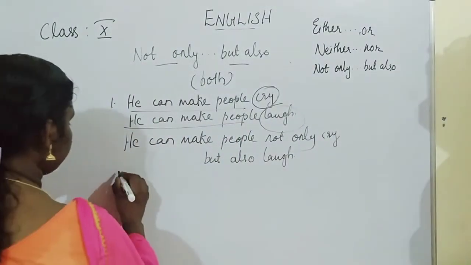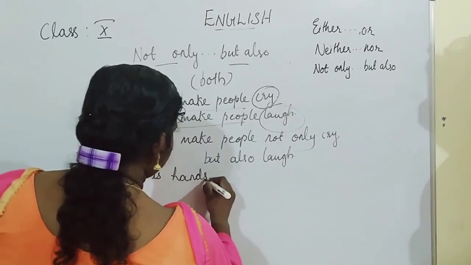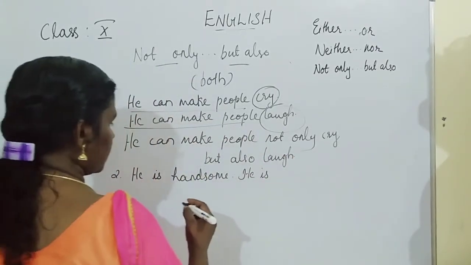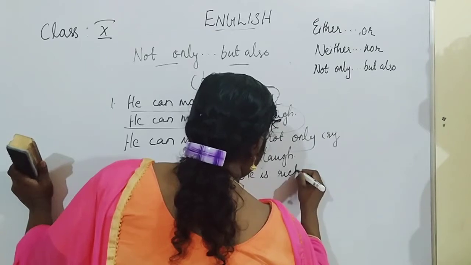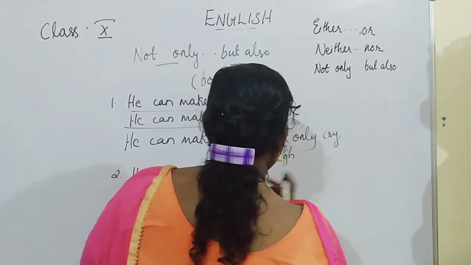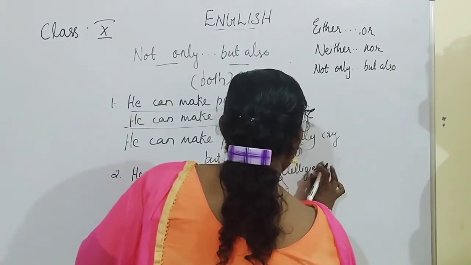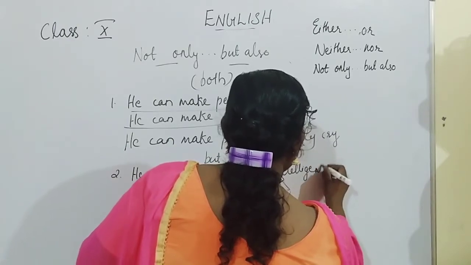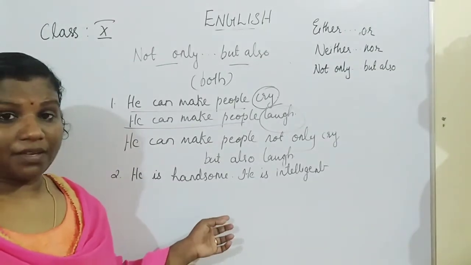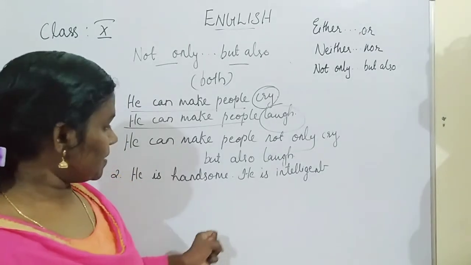He is handsome. He is rich. He is handsome and he is rich. Or we can write intelligent instead of rich. His two qualities: he is intelligent. So here are two qualities of him, two adjectives, handsome and intelligent. So how can we write? He is handsome, he is intelligent.